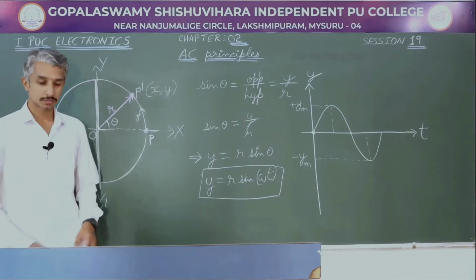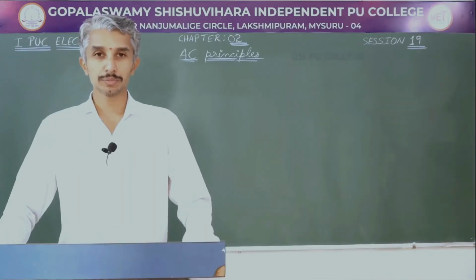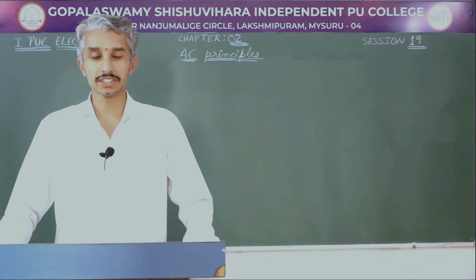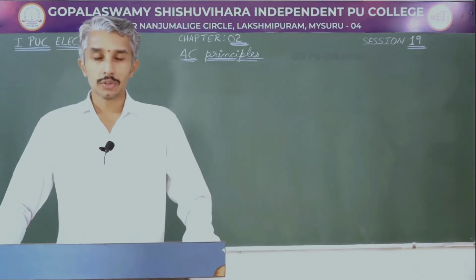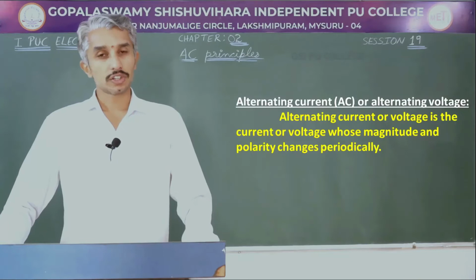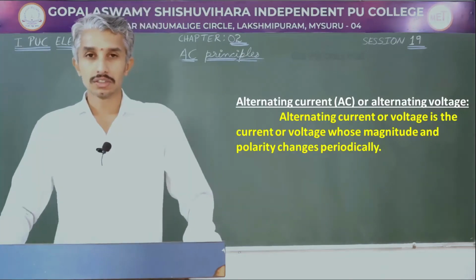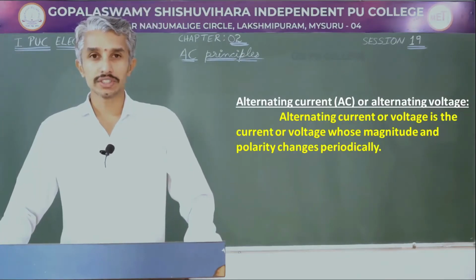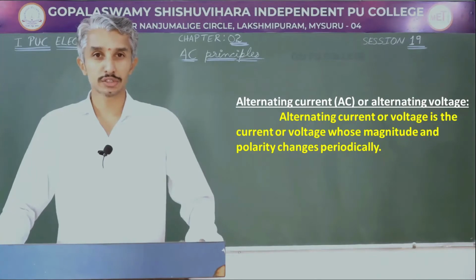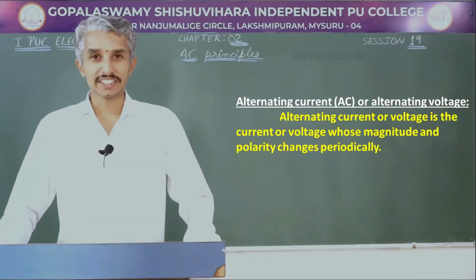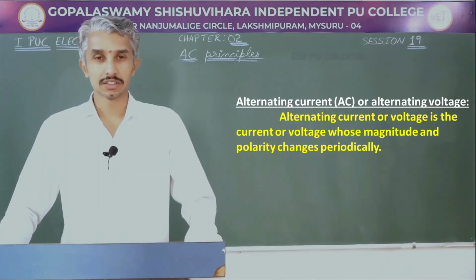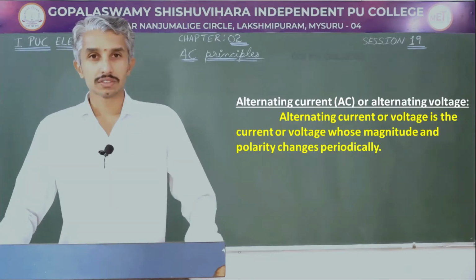So, let me proceed. AC. So, what do you mean by AC? The full form for AC is alternating current. How do you define alternating current or alternating voltage? The alternating current or voltage is the one which changes its magnitude and polarity periodically. So, what does that mean?